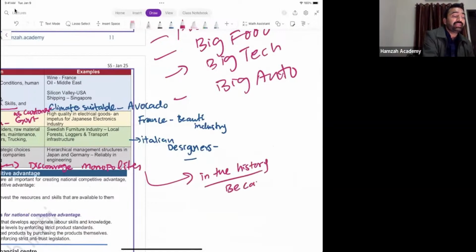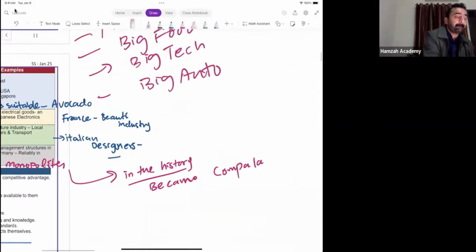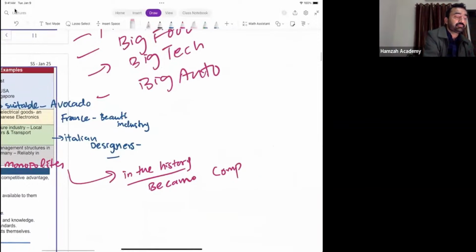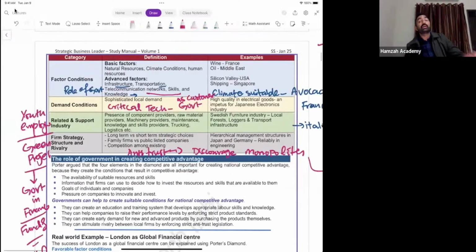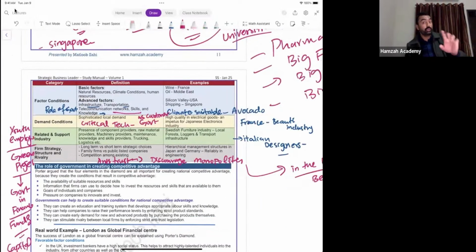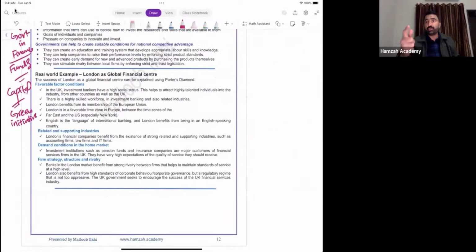Yes, it is true that a lot of monopolies in history became complacent and lost, because they drifted strategically. So this is the Porter Diamond model. I hope you have understood this amazing model very clearly. Is there any question?